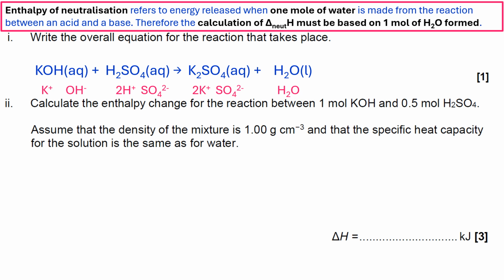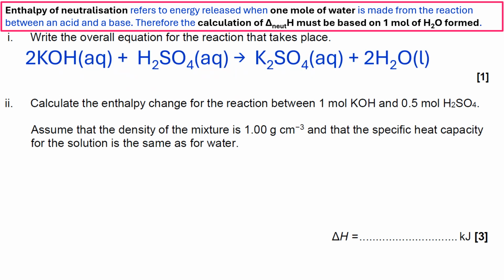In order to balance this, you can split it into its ions, each individual species that's aqueous, and then you can see quite quickly that you need 2 waters and 2 OH minuses. So that means 2 KOH and 2 H2O, so tidying it up gives you something like that. It tells you that there's 1 mole of KOH and 0.5 mole of H2SO4 being reacted, and you need to calculate the enthalpy change for that.